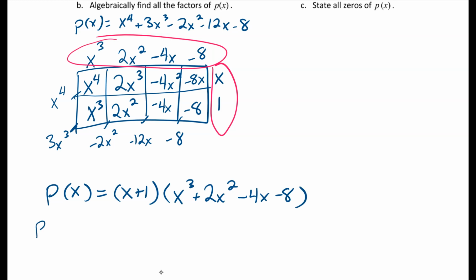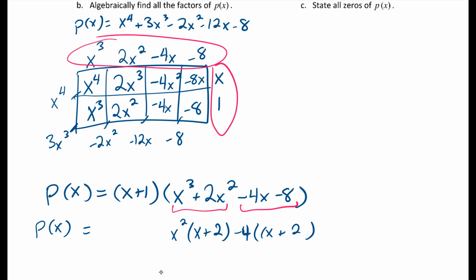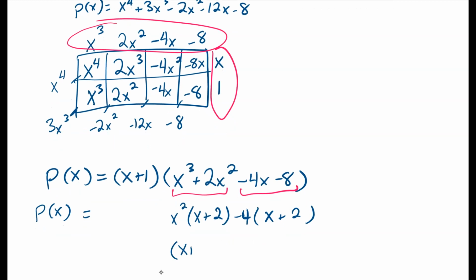Now it said algebraically find all of the factors. I think there's more factoring that I could do here. That's 4 terms, so I'm going to start grouping that. I could pull out an x squared from the first two to be left with x plus 2. And I could pull out a minus 4 from the next two to again be left with x plus 2. I could factor out an x plus 2 and rewrite my leftovers, x squared minus 4.